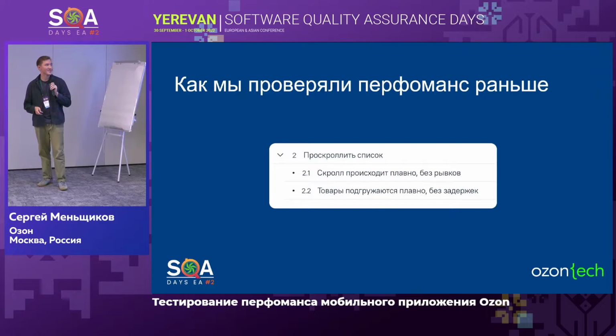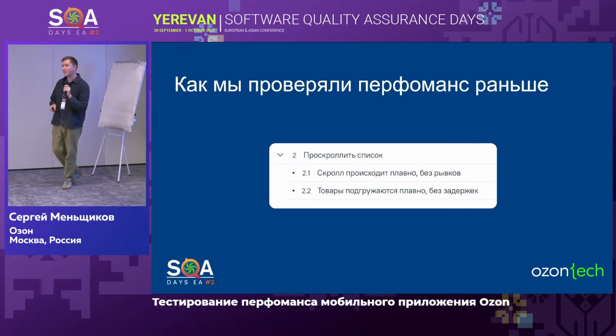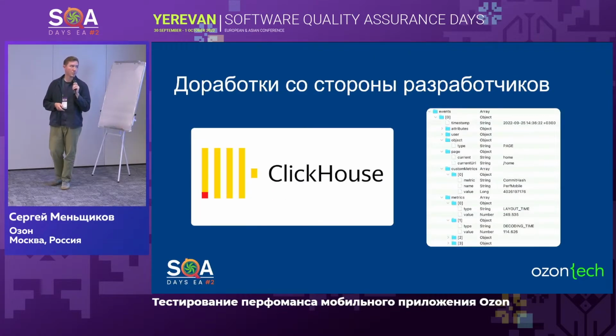Now let's see how we tested performance before. That's an example. You scroll the list and you want to make sure that it's smooth enough. It was quite difficult to trace all the bugs, unless it was a case of a critical crash. So we were not happy about it.